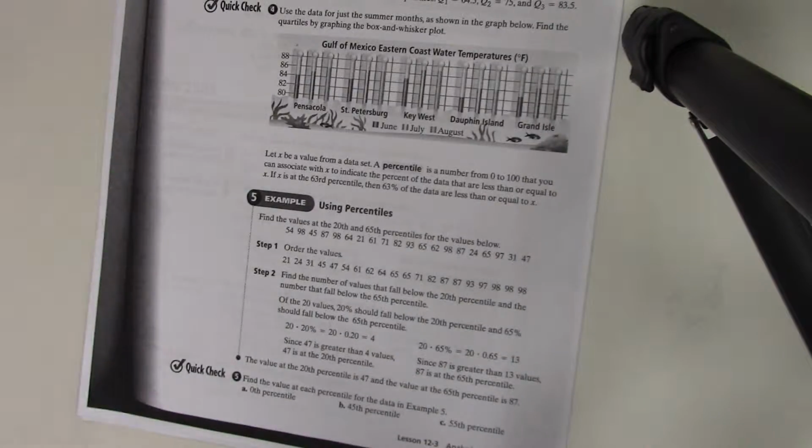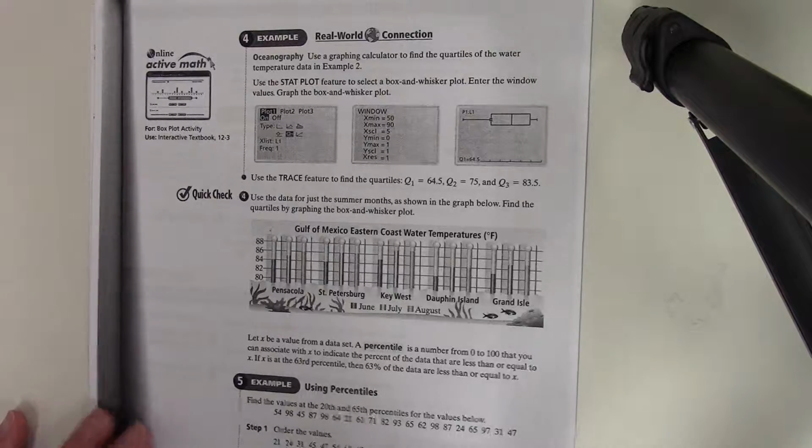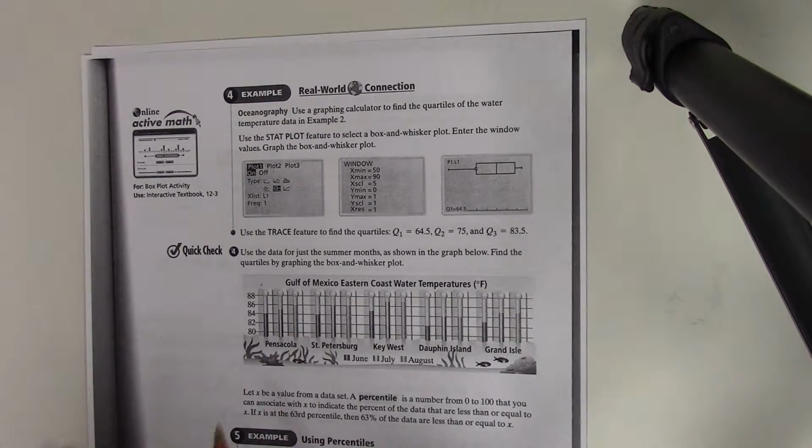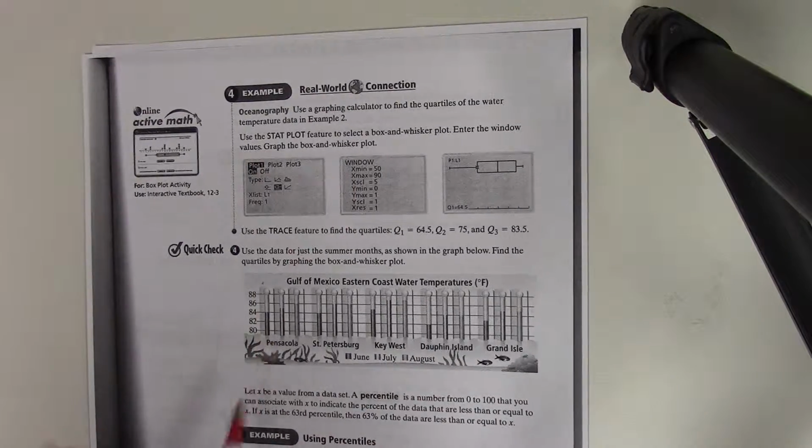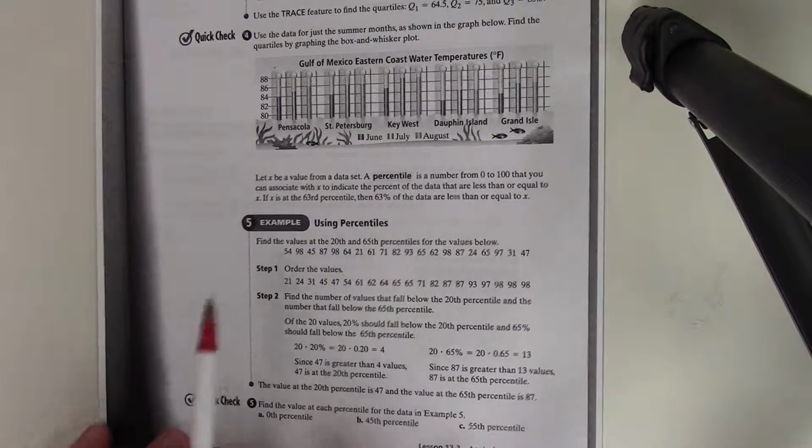Next, we're going to go into the last page here, I believe, of the notes. Make sure I'm saying that right. Nope, I'd take that back. There is one more. We're not going to do example 4. Okay, we're going to skip right to example 5, using percentiles. This is a little bit confusing, I won't lie.